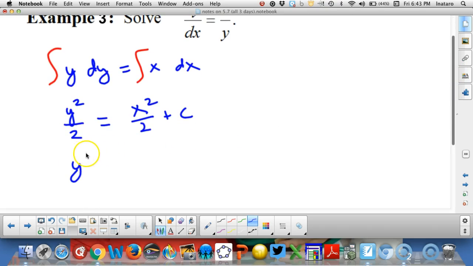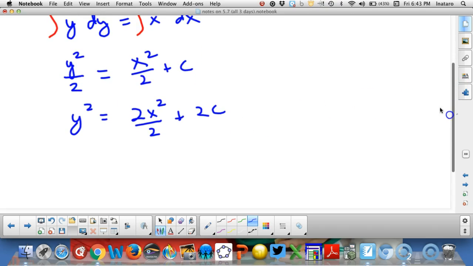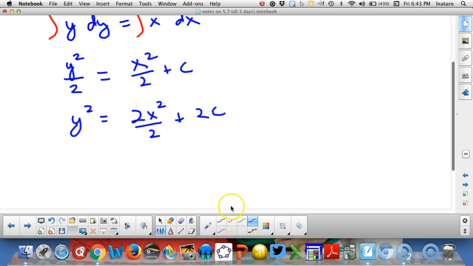I'd have y squared equals 2x squared over 2 plus 2 times c. I need to make sure I multiply everything by 2. But I can simplify this, so let's simplify that a little bit. Oh, and we need to get y by itself. Right now it's y squared, so we would need to take the square root of both sides.